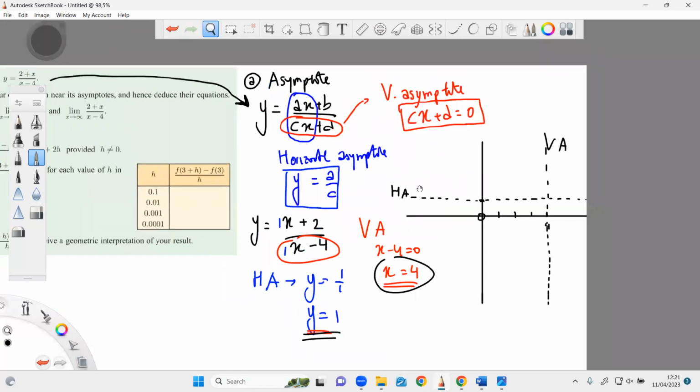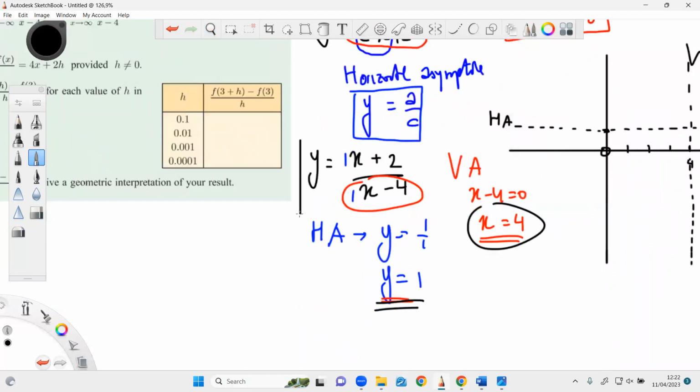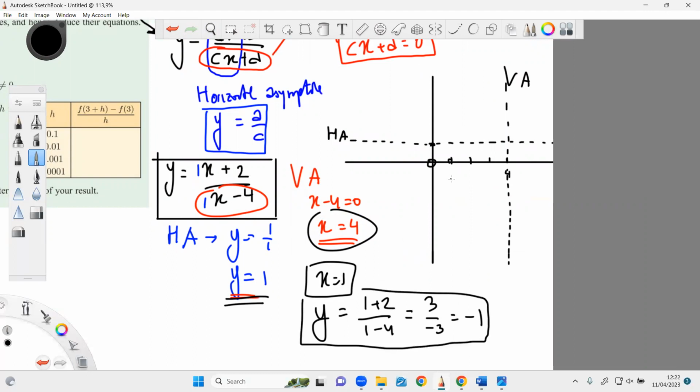Then what you can do next is try to put any points. Okay. So with this formula, try to pick any points. So let's say I want to pick x equals 1. So I put y equals 1 plus 2 over 1 minus 4. So 3 over negative 3, negative 1. So we have the point 1 comma negative 1. Like it here. So it has to be like this. And this also.